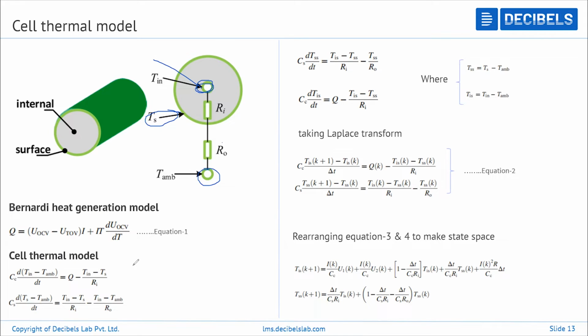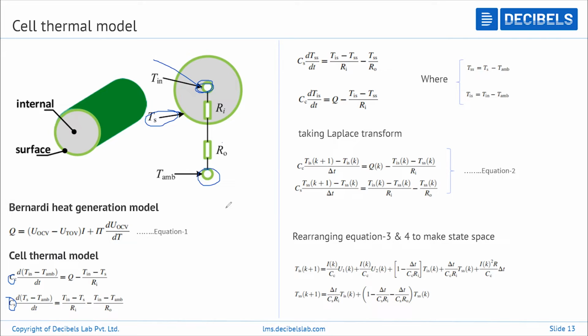So this Cc and Cs in the equation represent the heat capacity of the battery cell. When you take a battery, it will have the cell, the surface, and the external medium. Cc is the heat capacity of the internal medium and Cs is the heat capacity of the external medium. So it's nothing but the specific heat capacity.